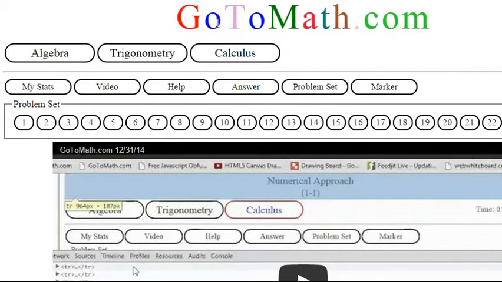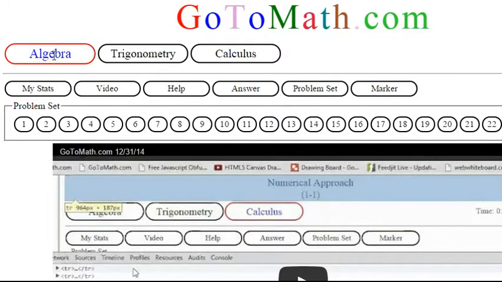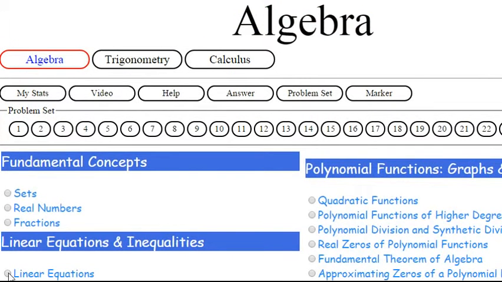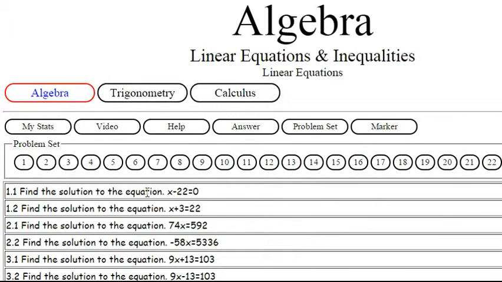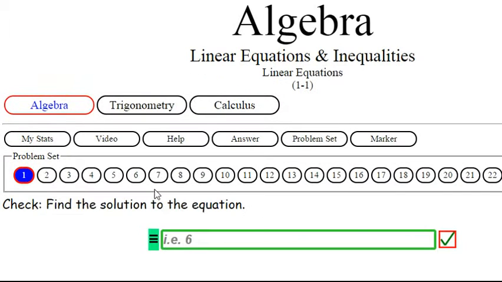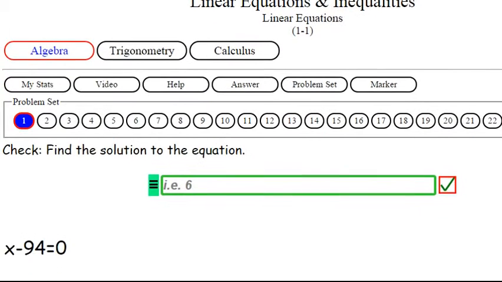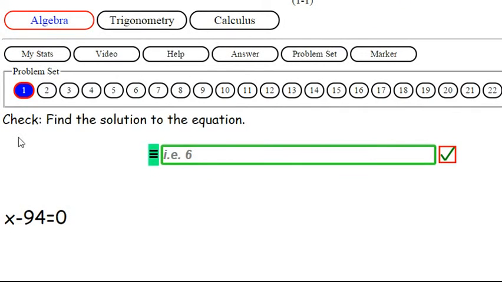Okay, we're over here at gotomath.com. Let's click on algebra and go down to linear equations. Let's click on this number 1 here. 1-1 says find the solution to the equation. So we have a linear equation here.